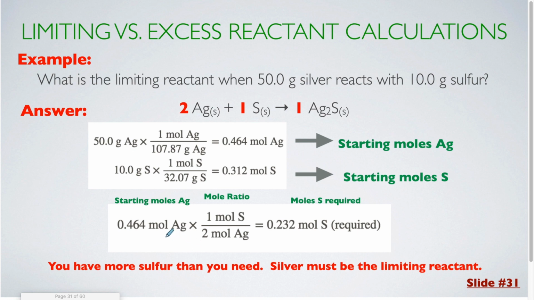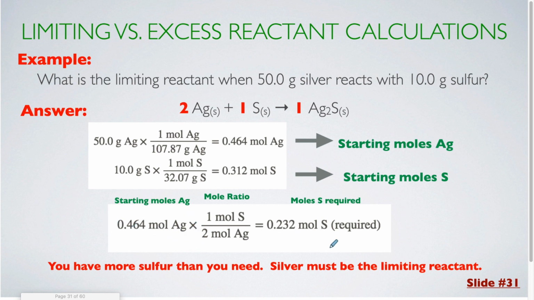So here I can convert from moles of silver to moles of sulfur using a one-step mole conversion. I'm getting the 2 and the 1 from the balanced equation, so I can see that for every 2 silver, I need 1 sulfur. So when I finish this conversion, what this tells me is that I would need 0.232 moles of sulfur to completely react all of this silver.